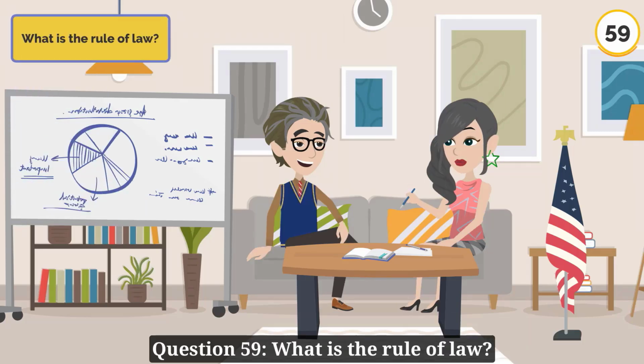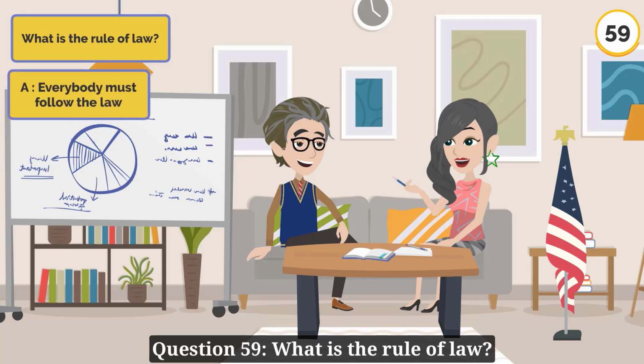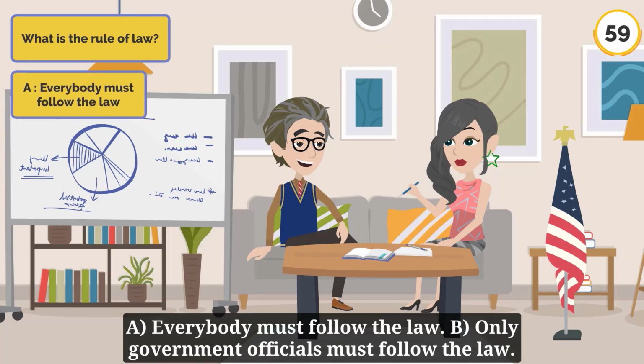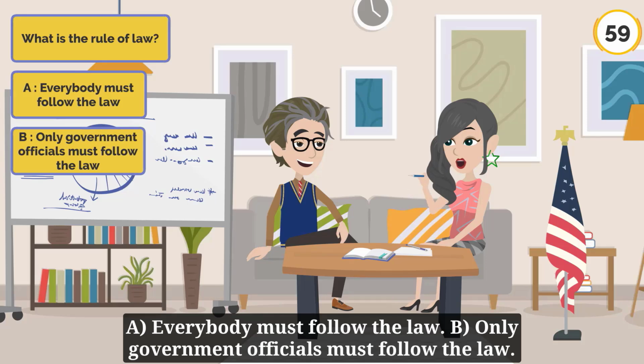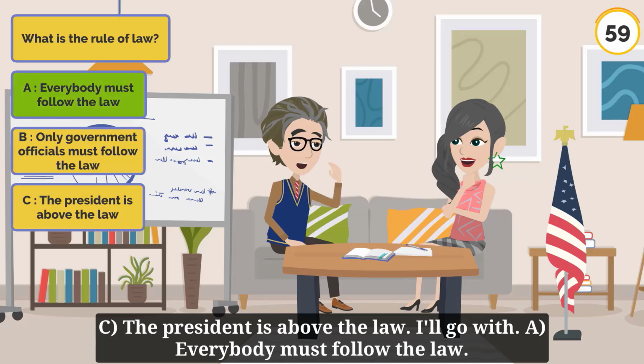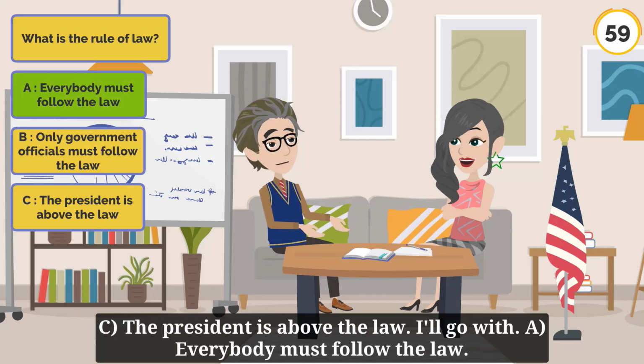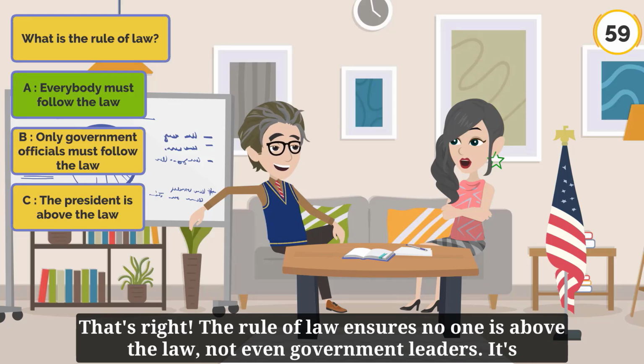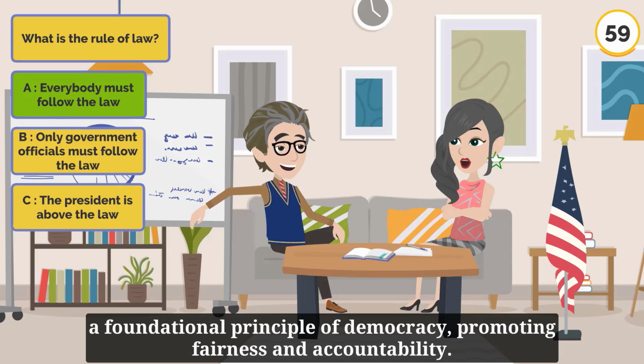Question 59. What is the rule of law? A. Everybody must follow the law. B. Only government officials must follow the law. C. The president is above the law. I'll go with A. Everybody must follow the law. That's right. The rule of law ensures no one is above the law, not even government leaders. It's a foundational principle of democracy, promoting fairness and accountability.